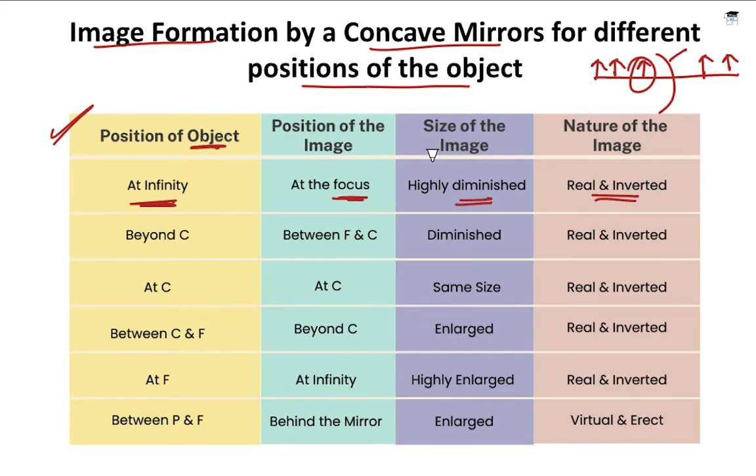So this is compact information. This table provides you the compact information of the image formation by concave mirrors. Second, if the object is beyond C, that is, beyond the center of curvature, then the image will be formed between F and C, and it will be diminished, real and inverted. So this table is really important. You should keep a copy of it with yourself.